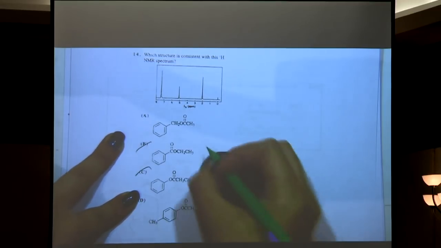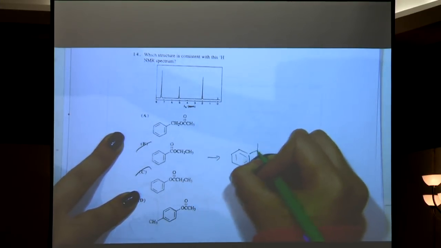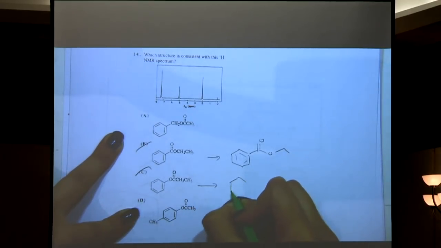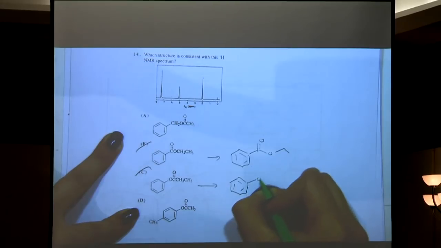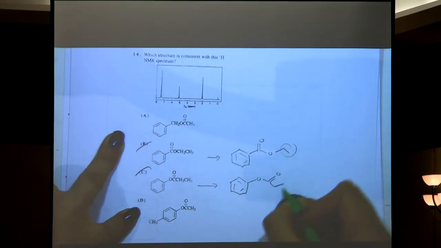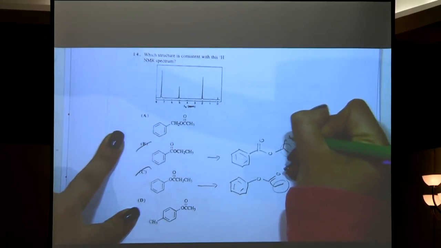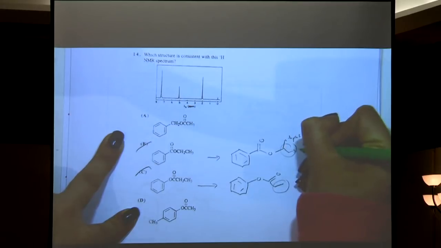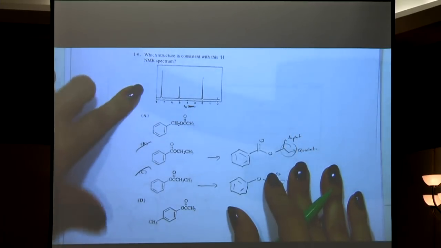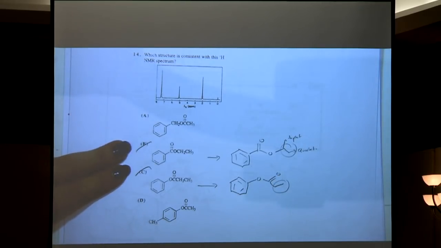If I were to draw this, and then this one, these right here are going to split each other, so this is going to be a triplet, and that's going to be a quartet. And same thing here. But when we look at the HNMR, we don't have that. So that's why I can immediately eliminate B and C.